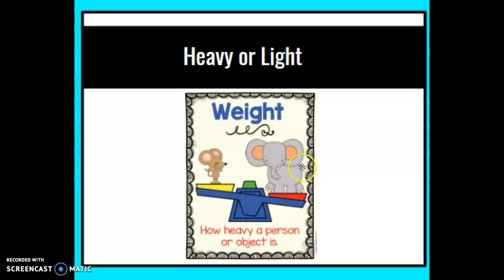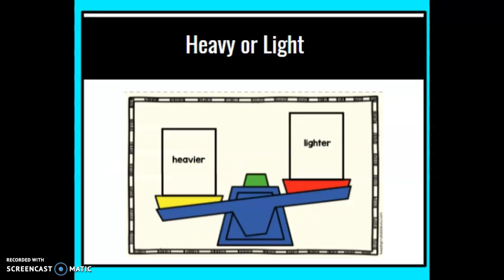And you'll notice that the heavy animal is going down. And it's called an incline. It goes down on one side and it's up on the other. So the elephant goes down because anything that's heavy goes to the ground very quickly. Let's look at our next slide.